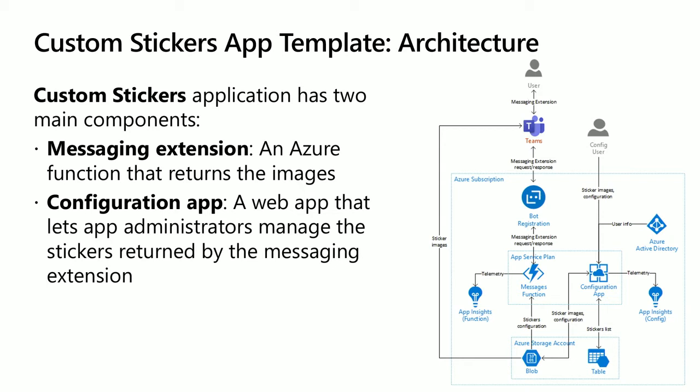Now, I can also delete images. If I delete an image, any image that's in a message will still be there, but it just won't be available to add as a new item in a message. And then it's also using the configuration app. So my configuration app is this. If I go in here, this is my configuration app.